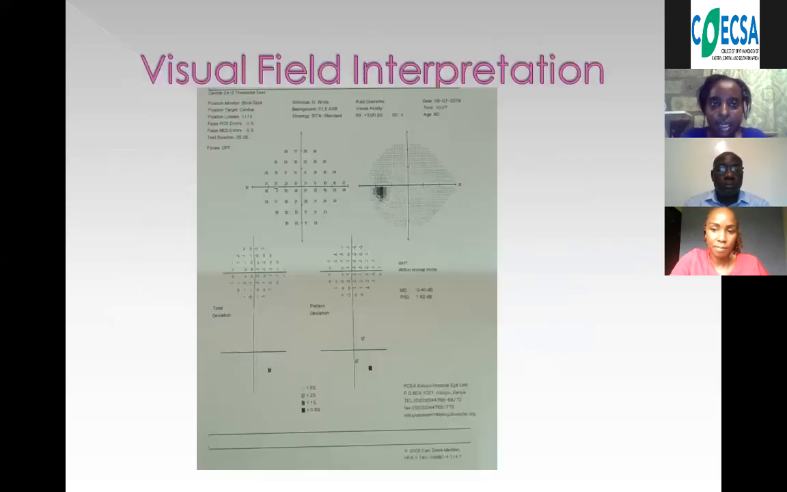So this is the visual field, and it shows the various parts. We have the reliability indices and the other factors that we input to do the test, such as correction, the date, the age of the patient, the grayscale, the numerical scale, the total deviation, pattern standard deviation, mean deviation, and the probability values.